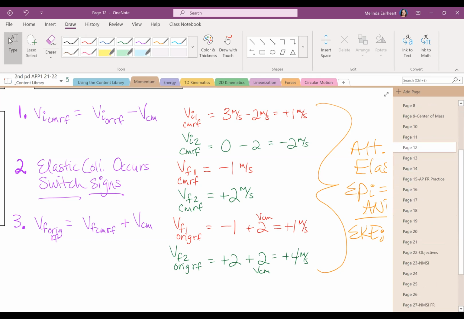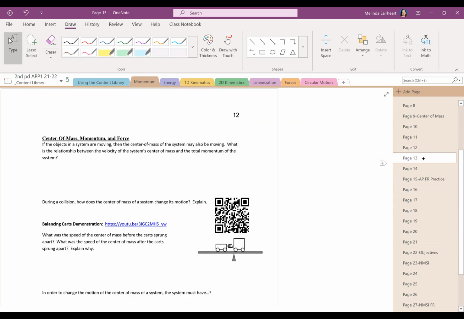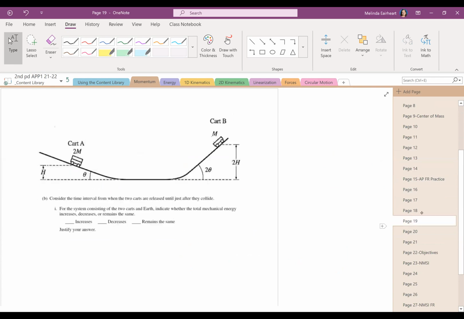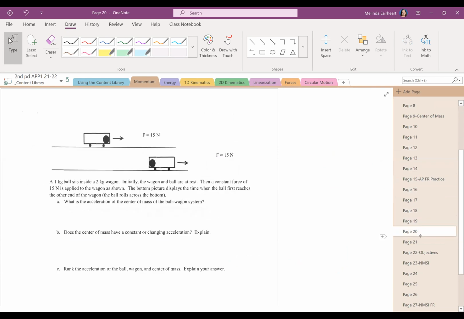Let's do an AP level center of mass free response type. So we're going to skip a few pages. What's next? 13. Okay, so these are, oh, let me show you, no, I already showed you that simulation. So that website is the balancing carts, the red and blue one that I showed you last time. And so we already actually answered those questions. What's here? Maybe that's our bell ringer next class. Let's go to page 20 now. So this is an AP level free response that does use center of mass. Page 20.